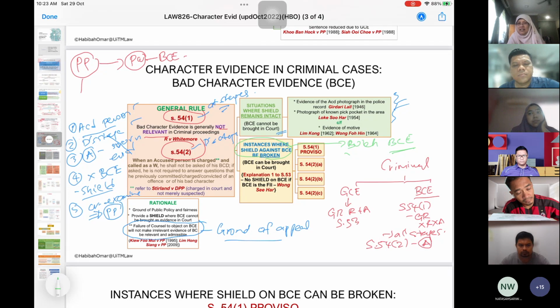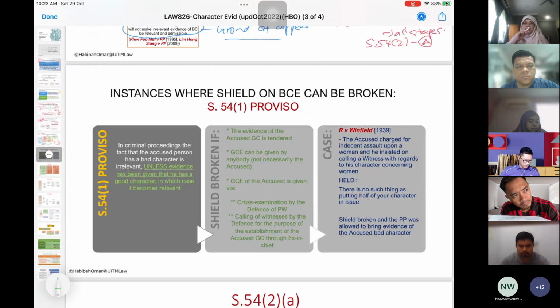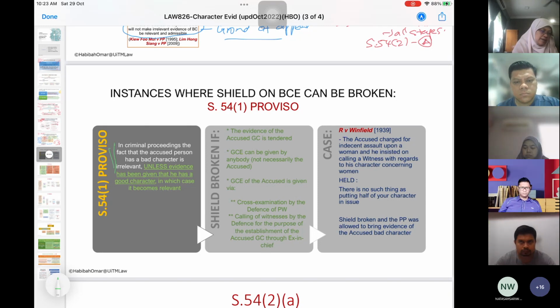So apakah keadaan yang you boleh bawa dia punya bad character? The first situation where you can bring bad character evidence, where you apply the proviso dalam section 54 subsection 1. Tadi kita baca 54 subsection 1. In criminal proceedings, the fact that the accused person has a bad character is irrelevant. This one adalah the general rule. Get that? Ini adalah general rule dia.